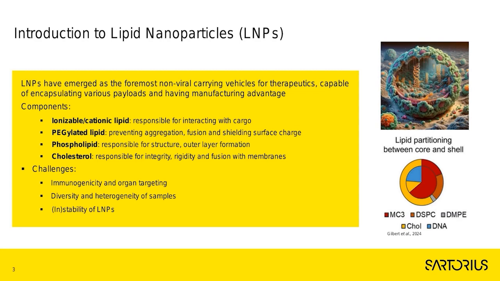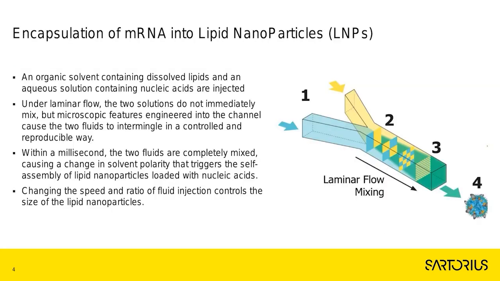The pegylated lipid prevents aggregation and fusion by shielding the surface of each LNP. It's like little hands making sure that LNPs don't come too close together. Phospholipid is basically the main structural lipid, and cholesterol helps with integrity, rigidity, packing, and so forth. The main challenges in the LNP field are currently immunogenicity and organ targeting, the diversity and heterogeneity of samples, and the instability of the lipids themselves.